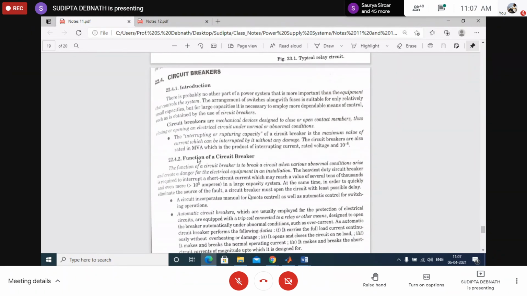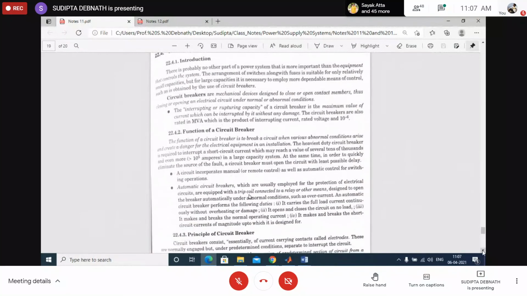Function of a circuit breaker: I have discussed circuit breaker for quite a few minutes, so you can understand. You go through these things. Of course, the circuit breaker can carry the full current continuously without overheating or damage. The normal current is the full load current, and it should be able to carry it continuously. It opens and closes the circuit on no load.